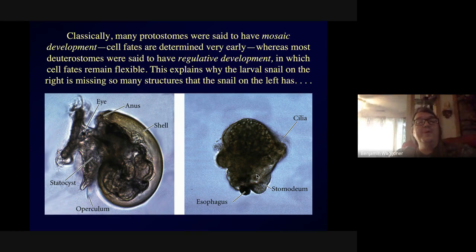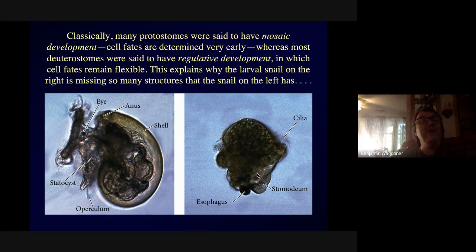If you look here on the left, that's a typical larval snail. It's got a foot. It's got a complete gut. It's even developing the earliest stages of its shell. That's a baby marine snail on the left. The thing on the right is a larval snail that's missing a lot of that. You can see it's got some of its gut, but it doesn't have a larval shell. It doesn't have a foot. It doesn't have a lot of things.